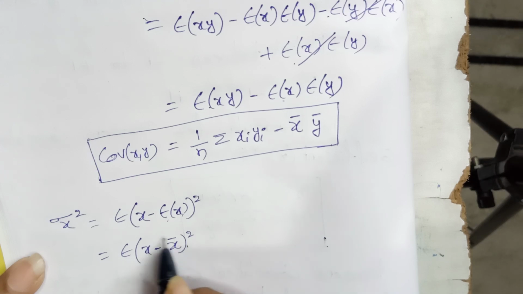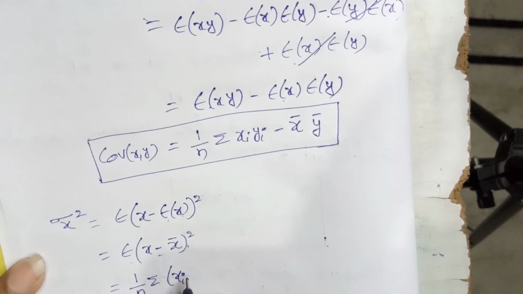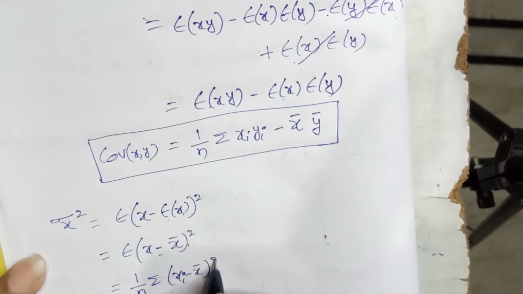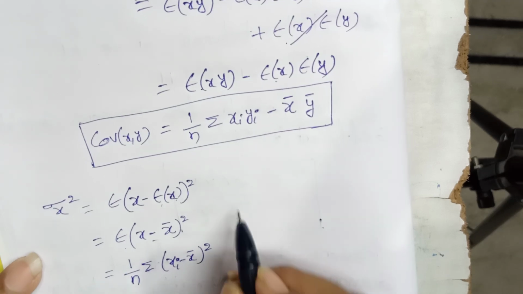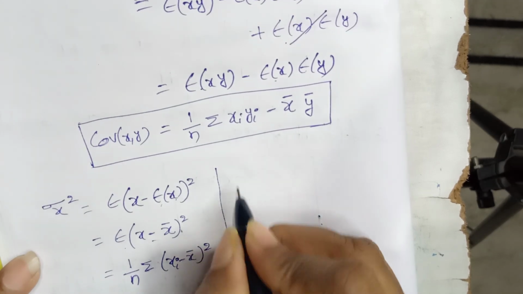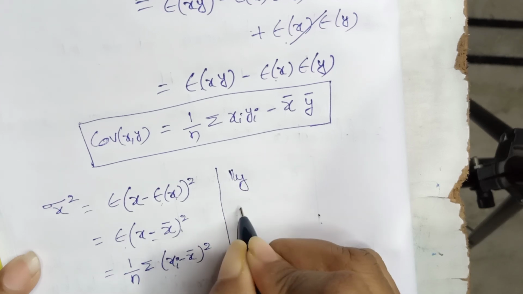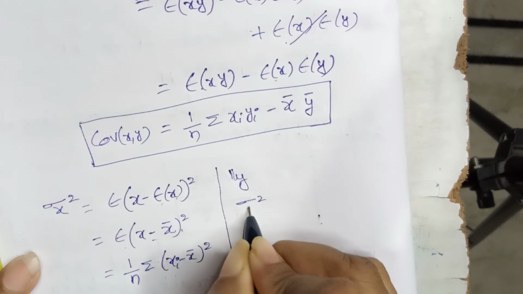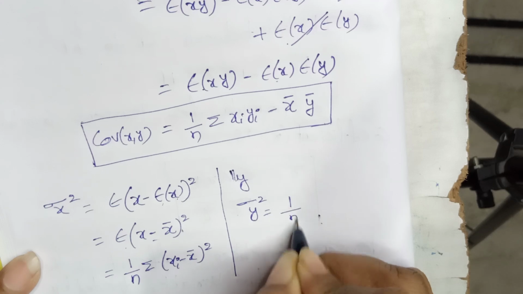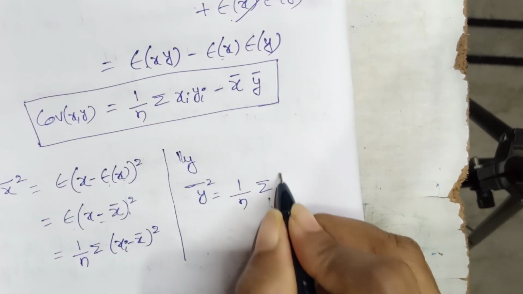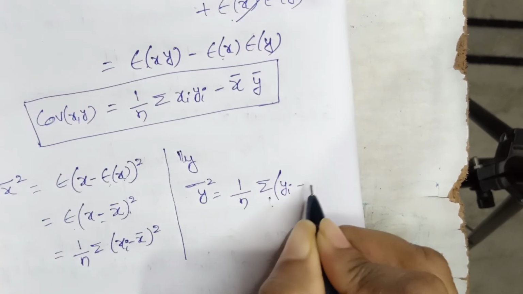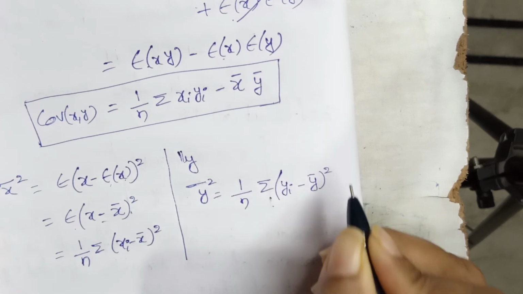So this is nothing but here expectation of x. So that means what we can write? 1 by n summation xi minus x bar whole square. Okay? So similarly we can write sigma square y equals 1 by n summation yi minus y bar whole square.